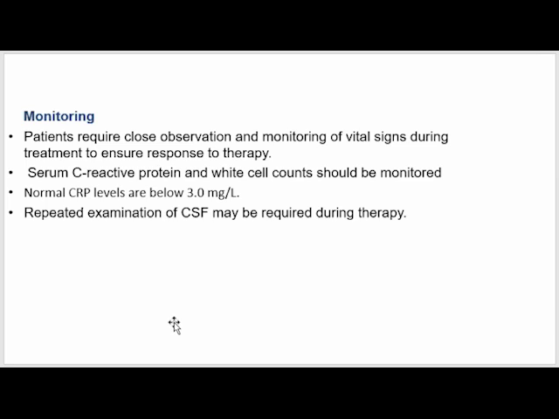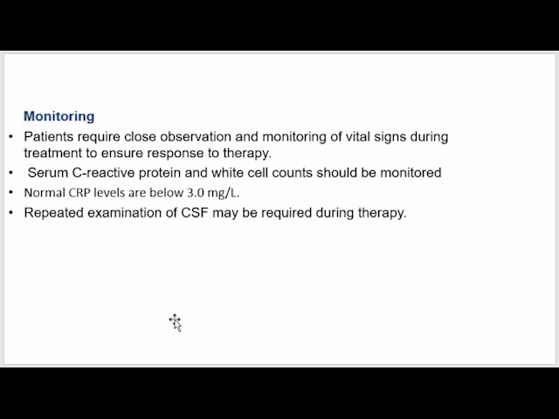Monitoring. Patients require close observation and monitoring of vital signs during treatment to ensure response to therapy. So you need to do serum C reactive protein. Also, you need to do white cells counts. Okay. The normal CRP levels are below 3 milligrams per liter. Okay. Then you repeat examination of CSF from time to time.